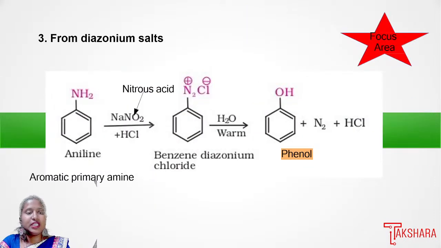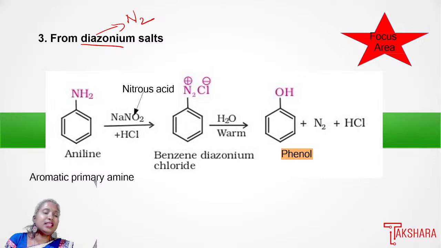Okay, the next method we have is from diazonium salts. So what is the meaning of diazonium? See, diazo means 2, azo means N2. So if there are 2 nitrogen atoms we call it diazo. Now, how to prepare diazonium salts by using aniline. See, we have the reactant molecule aniline, which is called an aromatic primary amine. Aniline is an aromatic primary amine.